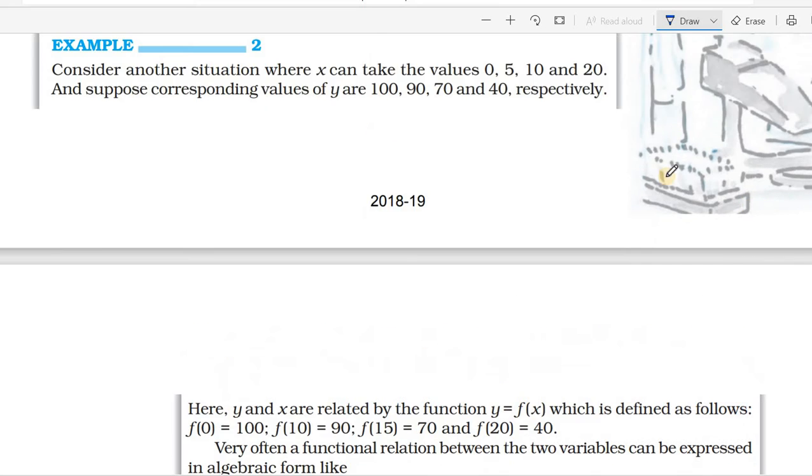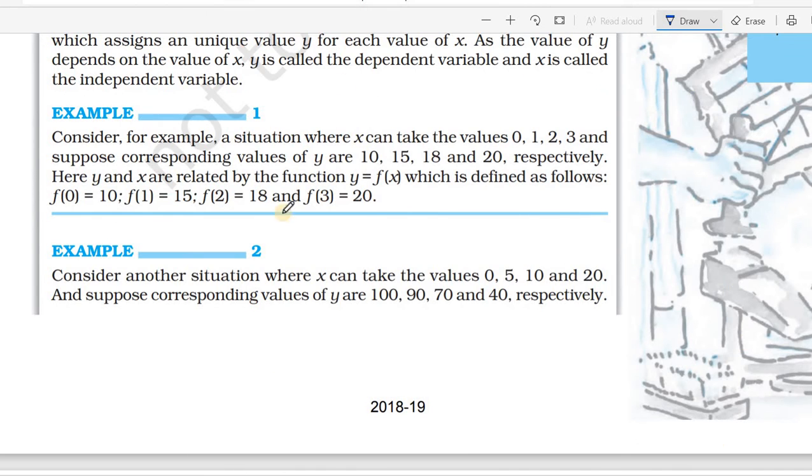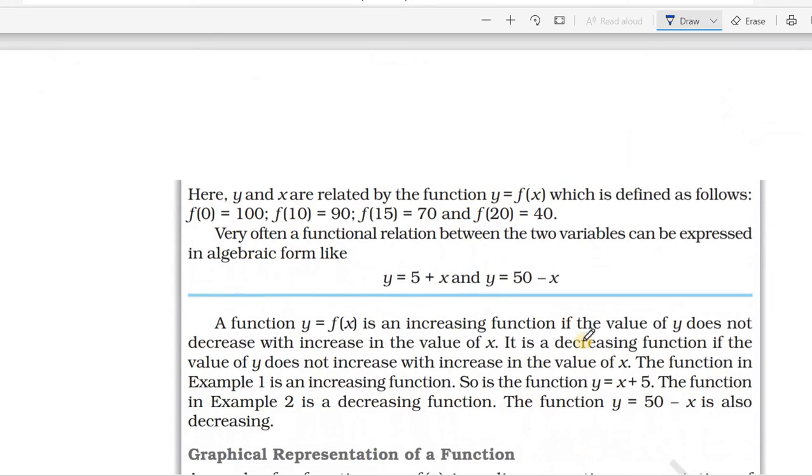When we are solving these values, we can write this one as y equal to 5 plus x, and y equal to 50 minus x. Here you can see this is a positive relation and this is a negative relation. Negative means here you can see the minus, here it is the plus.